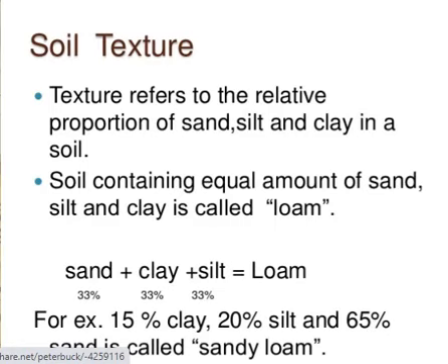Then another class that is known as loam. What do you mean by loam? It is an equal proportion of sand, silt, and clay in a soil. It contributes 33% of sand particles, 33% of clay particles, and 33% of silt particles. It is an equal mixture, that is 33, 33, 33, which contributes to loam.